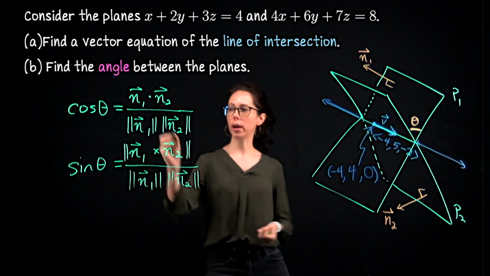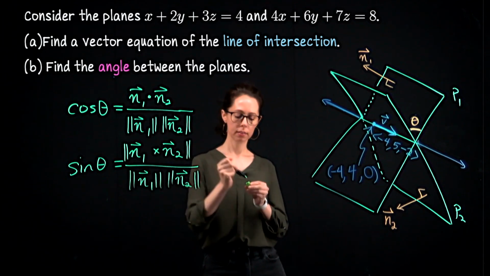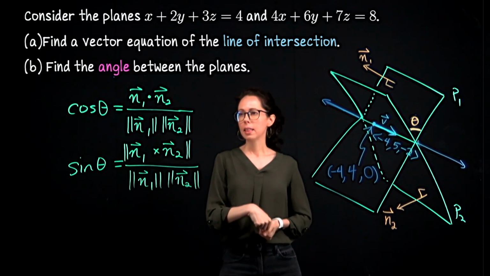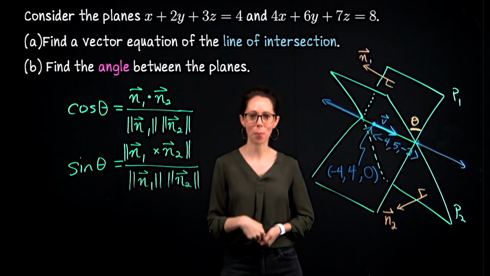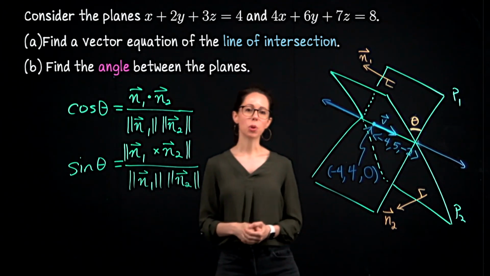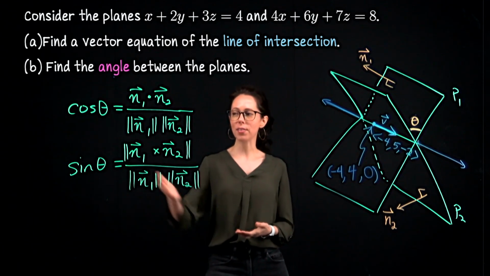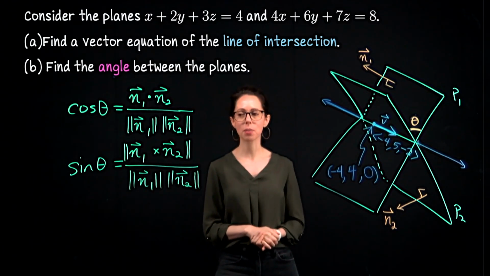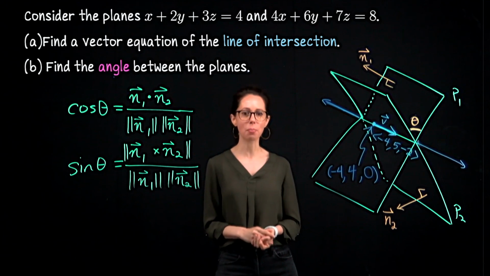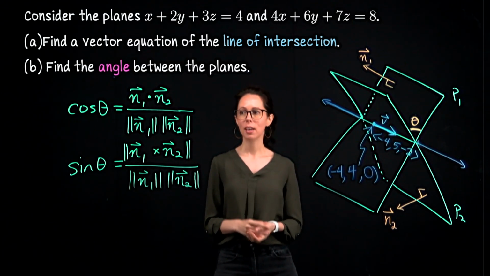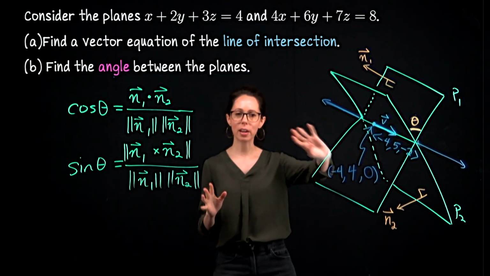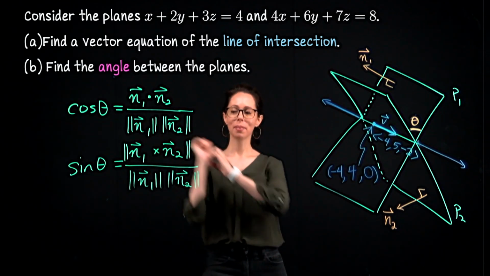Either formula would work. Let me make a case for both. If I'm told to find the angle between two intersecting objects, I naturally gravitate towards this first one, the cosine version, because it's usually easier and faster to take a dot product than a cross product. So if I hadn't already found the line of intersection, I might just do this.